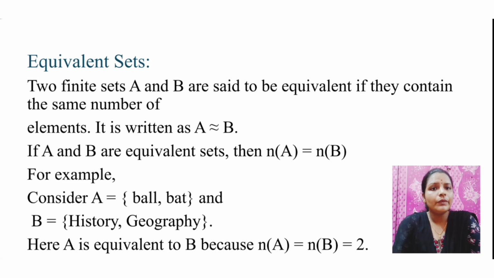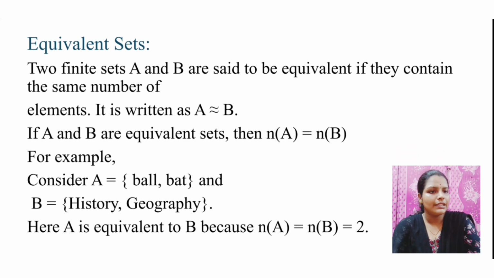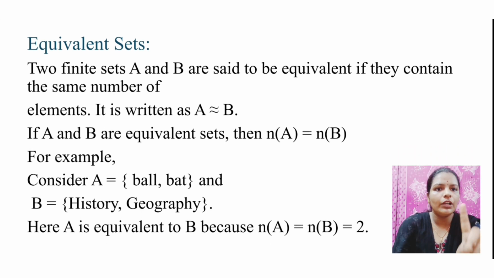Next, equivalent sets. Two finite sets A and B are said to be equivalent if they contain the same number of elements. It is written as A equivalent to B. For example, consider the set A. In that set, we have two elements, ball and bat. That is n of A equal to 2. And in set B, we have history and geography. The number of elements in set B is 2. So here n of A equal to n of B.